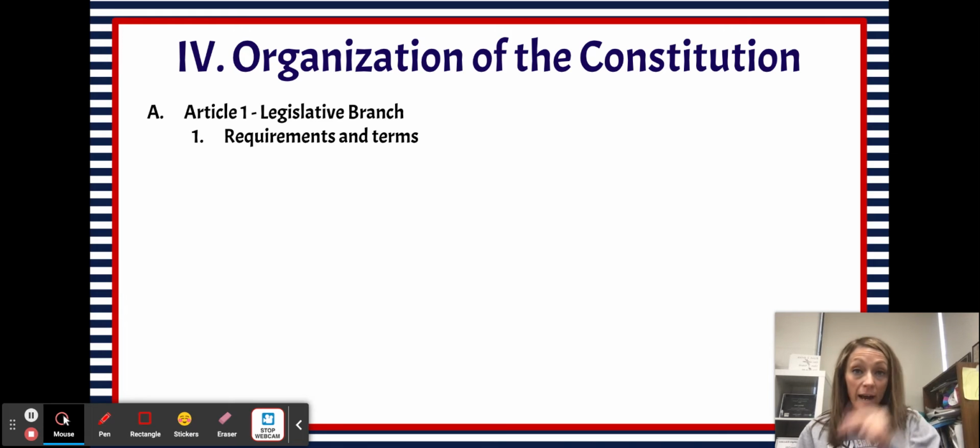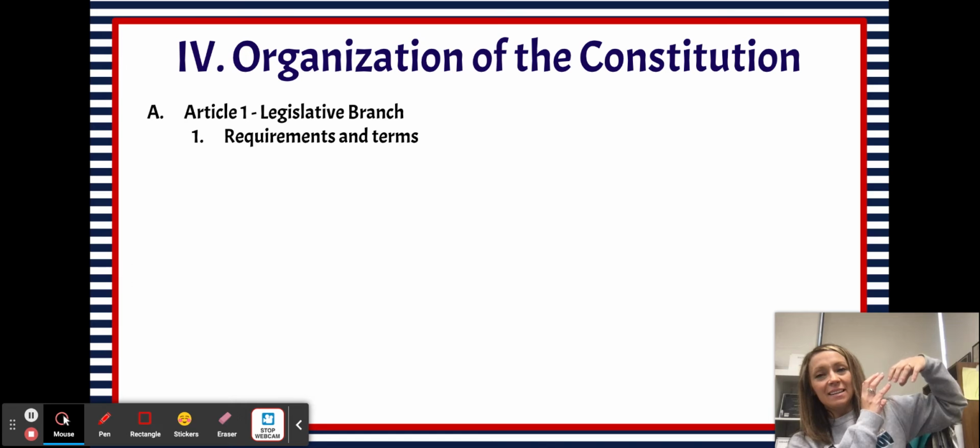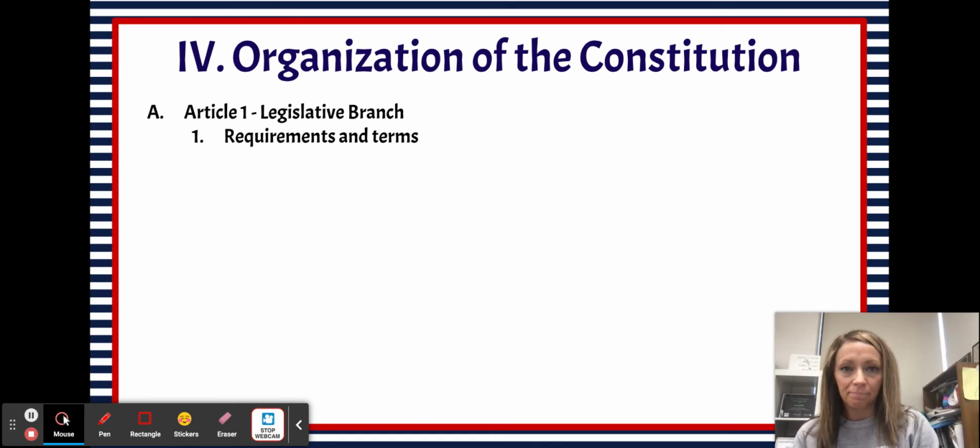Remember, in the House of Representatives, each state is divided up into different districts, and each district has a representative that works for them in Congress. If you want to be in the Senate, you have to be at least 30 years old. You have to have been a U.S. citizen for at least 9 years, and you have to live in the state that you're going to represent, okay? So remember, the House of Representatives represents different chunks of people. The Senate represents the entire state.